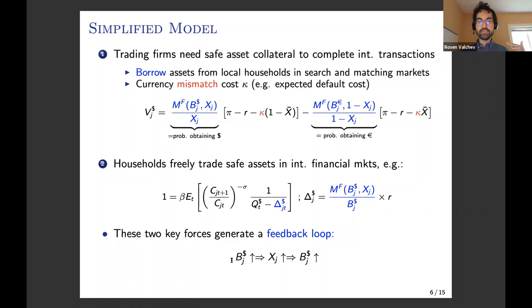If households hold a lot of dollars, the firms perceive a high probability of being funded with dollars, so they're going to apply for a lot of dollar loans. But if the firms are applying for a lot of dollar loans, well, then the households perceive a high probability of lending these assets, so they're going to indeed hold a lot of these assets. That convenience yield is going to be high.